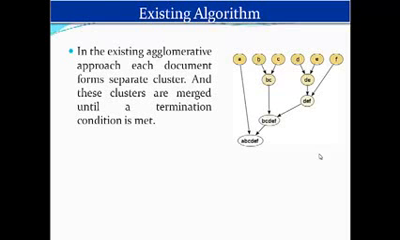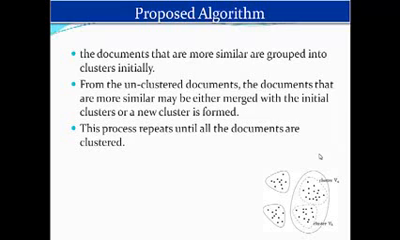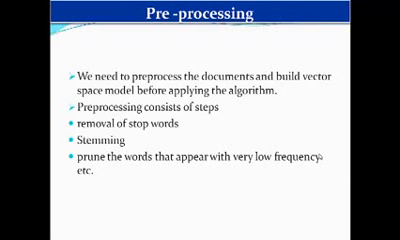In the existing algorithm approach, each document forms separate clusters and these clusters are merged until a termination condition is met. Proposed algorithm: the documents that are more similar are grouped into clusters initially. From the unclustered documents, the documents that are more similar may be either merged with the initial clusters or a new cluster is formed. This process repeats until all the documents are clustered.